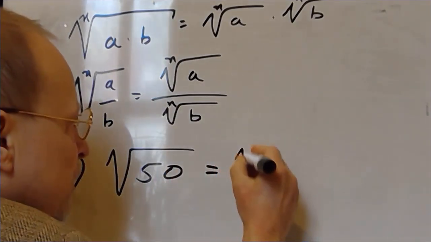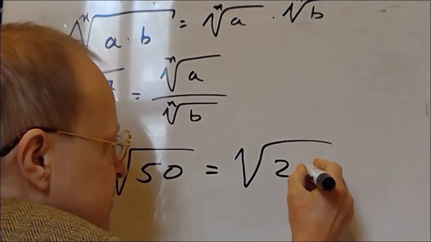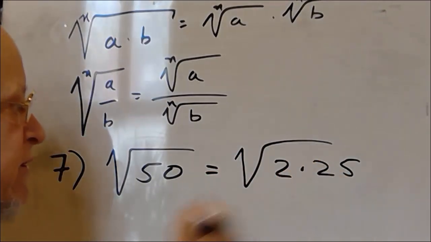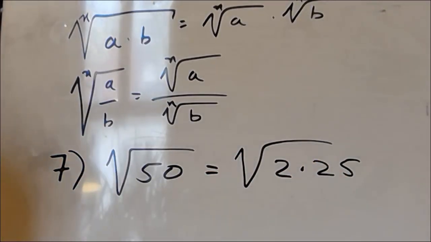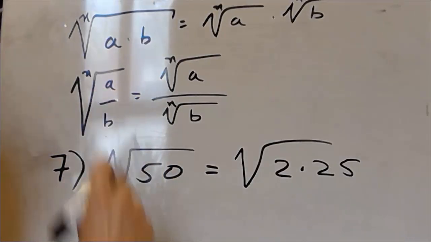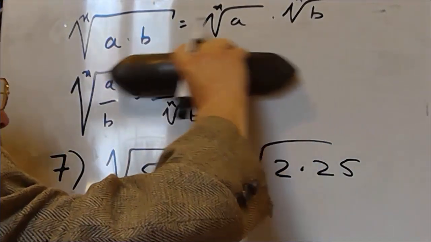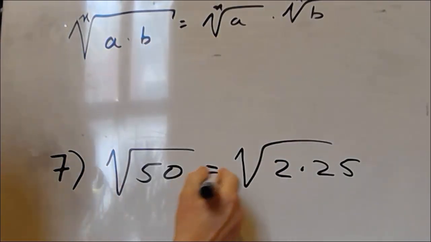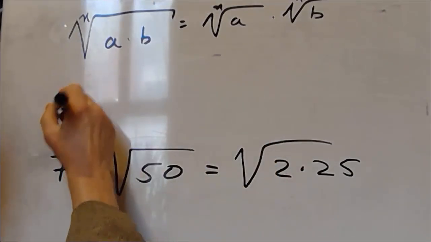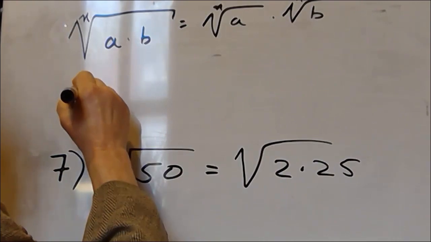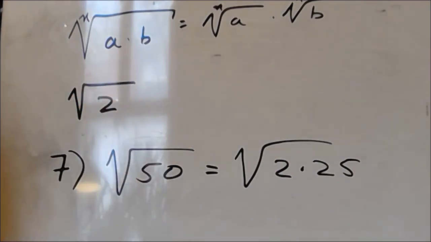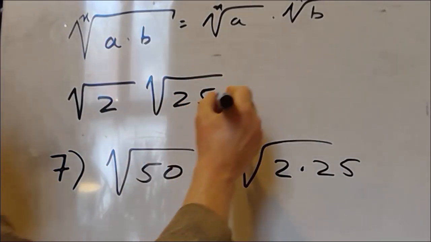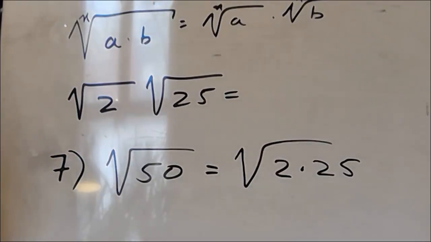So what we can do, we can break this into 2 times 25. And we know that 25 is a perfect square. So what we're going to do, and I'll erase these rules, I'll just keep the product rule up there. And this is a square root, notice no number in there. We're going to break it based on the product rule, square root of 2, square root of 25. Now we know that the square root of 25 is 5.